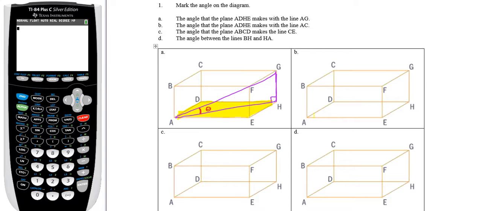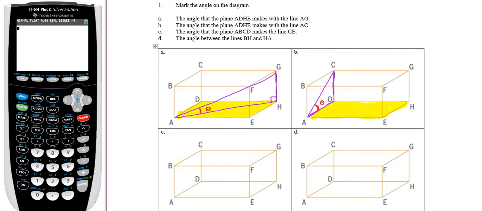Part B is also interested in the bottom plane, ADHE, except this time it wants the angle between that plane and the line AC. So if we draw our line AC, we need to create a triangle for ourselves. So we're going to come down to D and back across to A. And the angle between the plane, which is aligned with AD, and the line AC is going to be this angle here. So that's the angle of interest there.